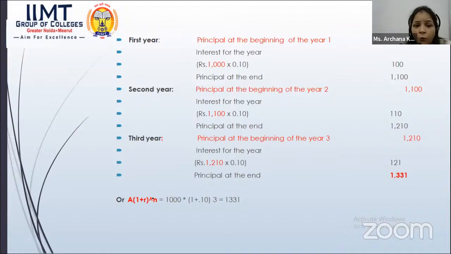Next is how to calculate compound interest. For example, suppose we have a principal at the beginning of the year, rupees 1,000.